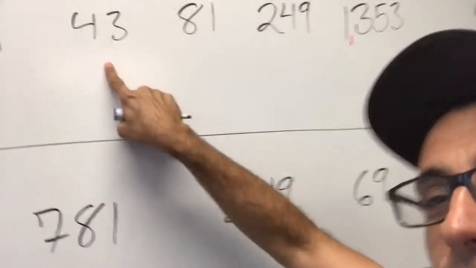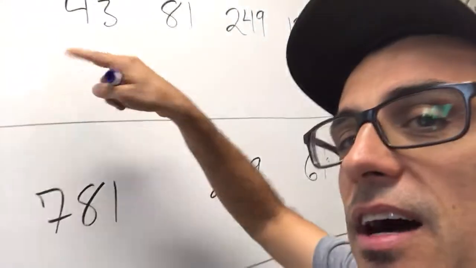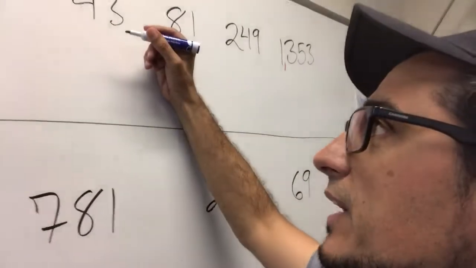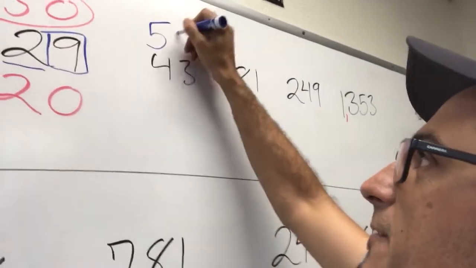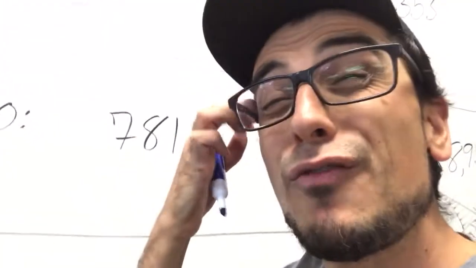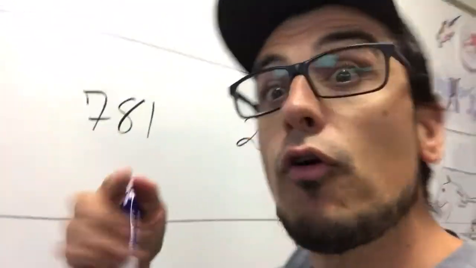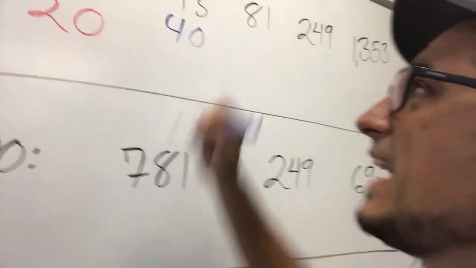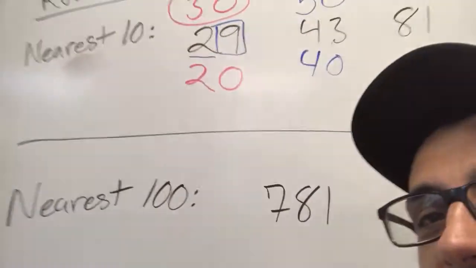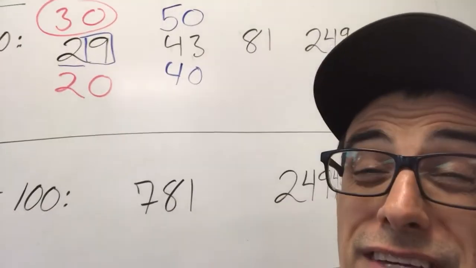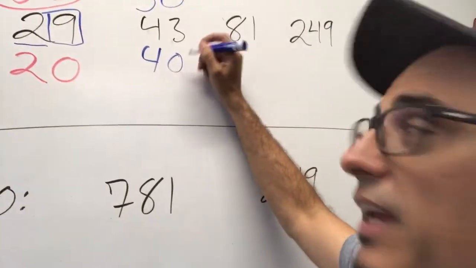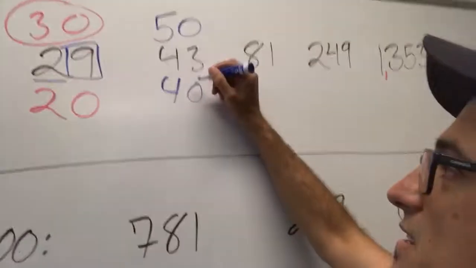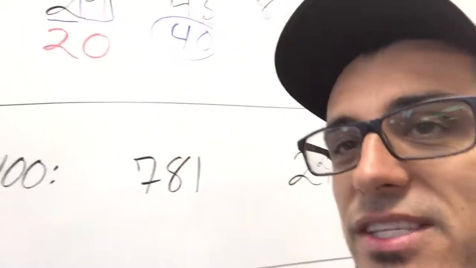In this next number, we have 43. The 10 above 43 would be 50, counting 44, 45, 46, 47 and so on. The tens place below 43 would be 40. Is 43 closer to 50 or to 40? It's only 3 away from 40, whereas it's 7 away from 50. So I'm going to go with 40 as my answer.